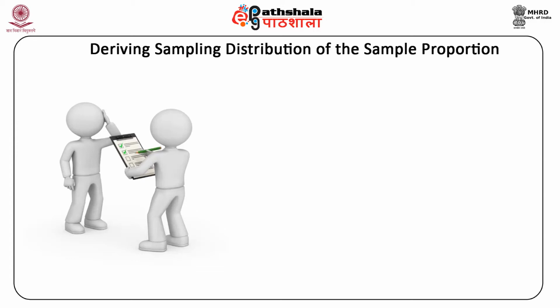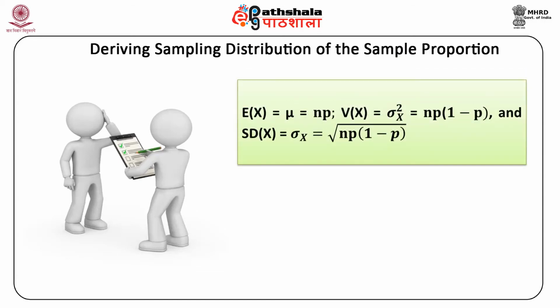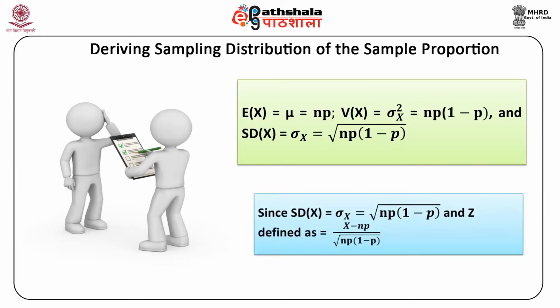Here, we know that for the binomial distribution, the expected value of x is equal to mu, which is equal to np, and the variance of x is equal to sigma x square, which is equal to np into 1 minus p, which means the standard deviation of x is sigma x, equal to the square root of np into 1 minus p. If the sample size n is large, x has approximately a normal distribution and z, defined as x minus np upon the square root of np into 1 minus p, will approximately be a standard normal random variable.